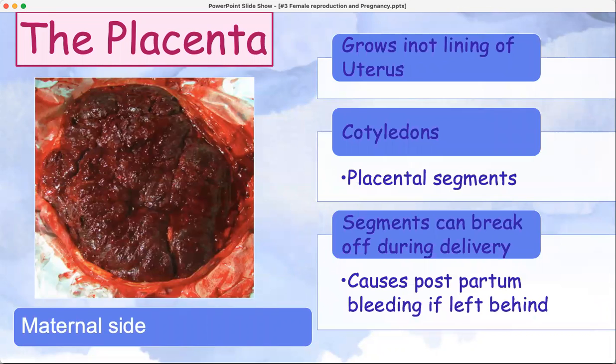And this is the mother's side. And all these little irregularities in the surface are cotyledons. They're placental segments. And after delivery, the obstetrician or nurse practitioner, somebody will check this side of the placenta to make sure that none of these little spots here are missing. If they're left behind, it's a substantial increase in placental bleeding, endometritis, infection. So you want to make sure all of those segments are delivered during the 3rd stage of labor.